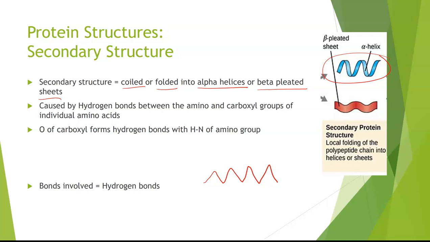The oxygen of the carboxyl group forms a hydrogen bond with the HN of the amino group on the next amino acid in the chain. Remember, a hydrogen bond is just a weak interaction that holds two molecules together because of an uneven sharing of electrons. So the bonds involved with the secondary structure of a protein are hydrogen bonds. Those hydrogen bonds cause either coiling into an alpha helix or folding into a beta pleated sheet.